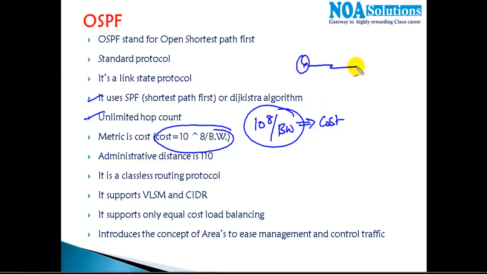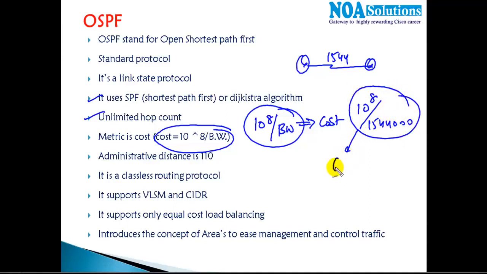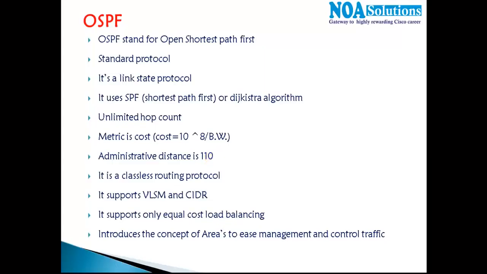So if you have a bandwidth of, let's say, 1544 kbps, it is going to divide 10 to the power of 8 by 1544 kbps. It's going to generate some number, I think somewhere around 64, and that will be the cost here. Administrative distance is 110. It's a classless protocol which carries the subnet mask information along with updates, which supports all your VLSM and CIDR concepts.